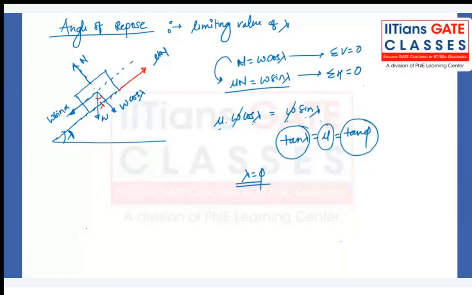And what is the angle of repose? The angle of repose is the limiting value of lambda at which the body will just start to slide down. Dharmesh, are you following? Harsh and Dharmesh, is it clear to you? If you have not written it, write it down. The body will just start sliding down at some limiting value of lambda, and that is called the angle of repose.